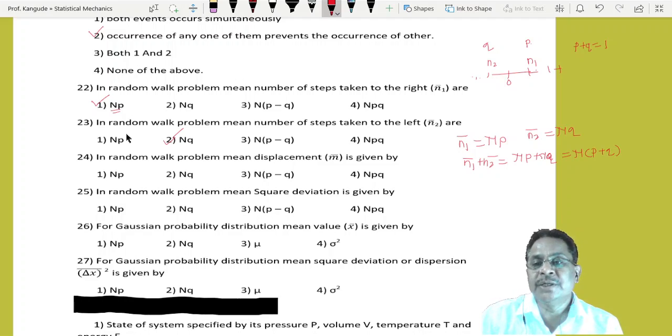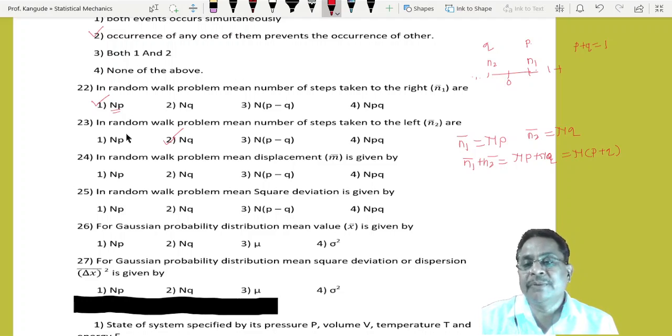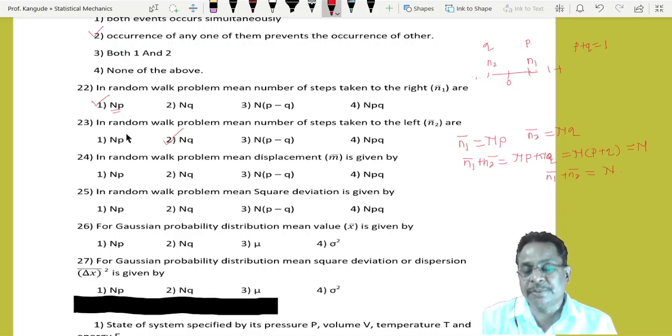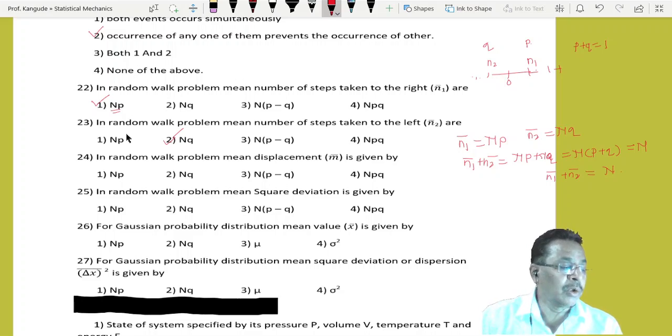Because we have already seen that the total probability of the left-hand side and right-hand side is going to be 1, that gives me capital N. So this n1 bar plus n2 bar is equal to capital N. So the average number of steps to the left-hand side plus the average number of steps to the right-hand side must be equal to the total number of steps.